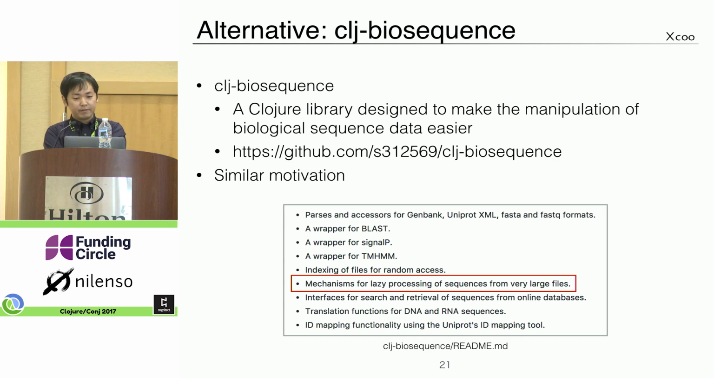I have introduced our library, but there is another bioinformatics library in Clojure, clojure-biosequence. It is not our library, but clojure-biosequence is a Clojure library designed to make the manipulation of biological sequence data easier, so it has a similar motivation. In its README, it is written that it has mechanisms for lazy processing of sequences from very large files. That is the same motivation as ours. From that, you will know Clojure's lazy sequences are suited to genomic analysis.